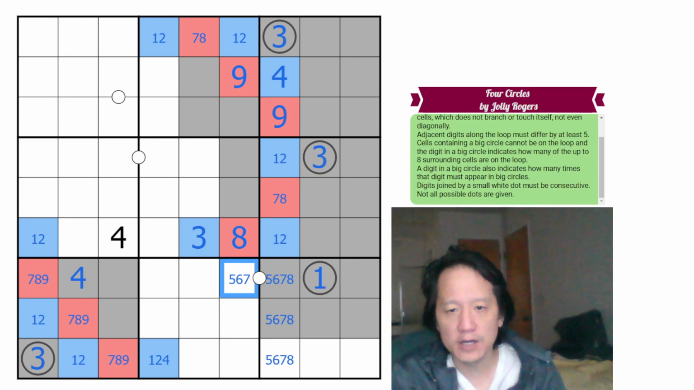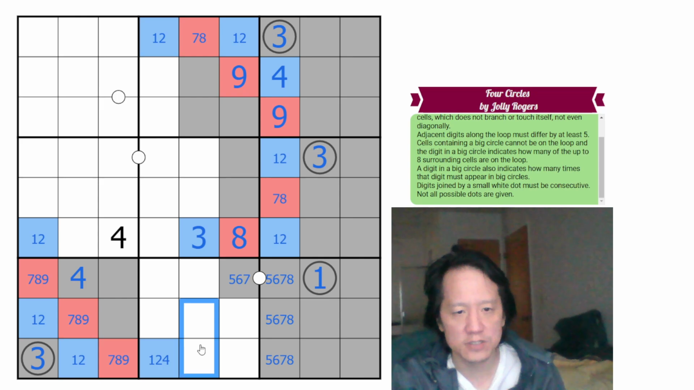And it's also not on the loop. So none of these can be on the loop because it can't get there and get out again. So these are not on the loop. If it tries going here, then here, it touches itself here. So these two can't be on the loop.